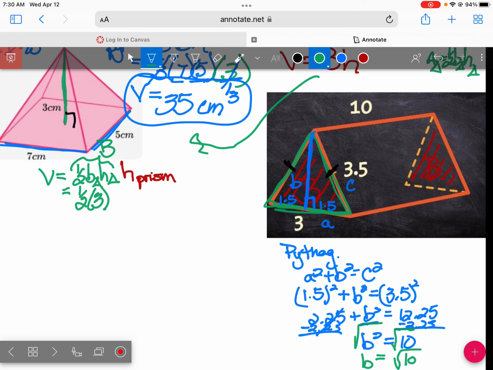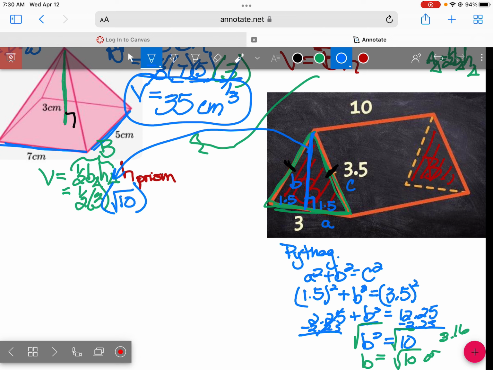The square root of 10 is 3.16. Rounding that, you could say 3.16, but I'm going to leave it as the square root of 10. So that is my B for the Pythagorean theorem, which actually is my H, my height of the triangle. I'm going to leave it, like I said, as square root of 10 here.